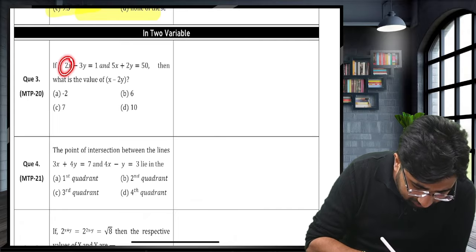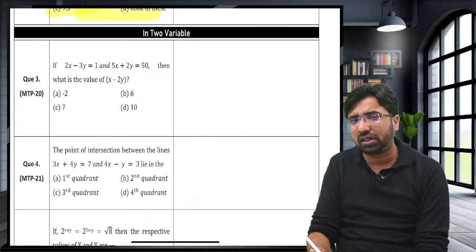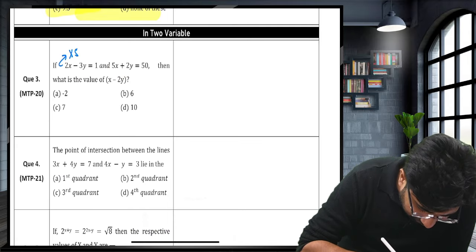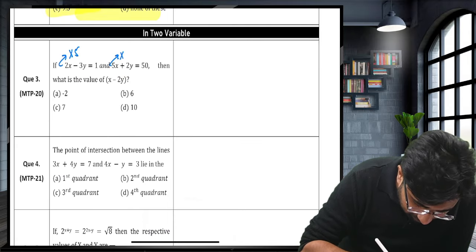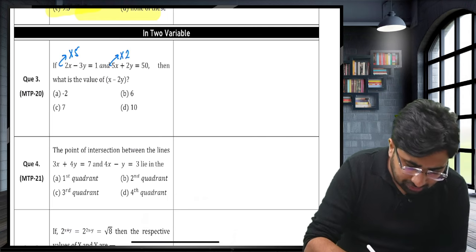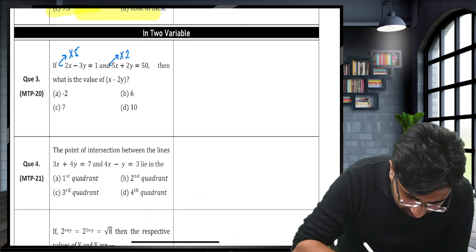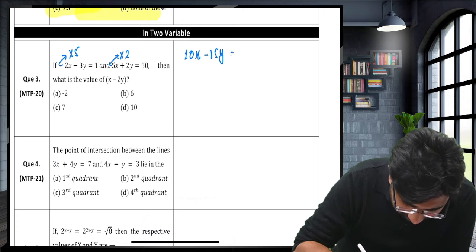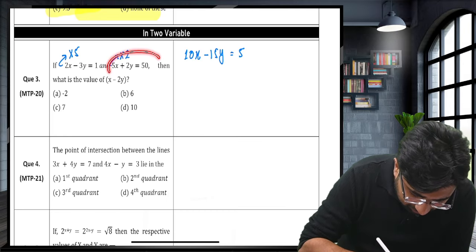Let's eliminate x. To eliminate x, we have to make the coefficient the same. So I will multiply this equation by 5, and I will multiply this equation by 2. If you multiply this equation by 5, what you will get? 10x minus 15y is equal to 5. Let's multiply this equation by 2.